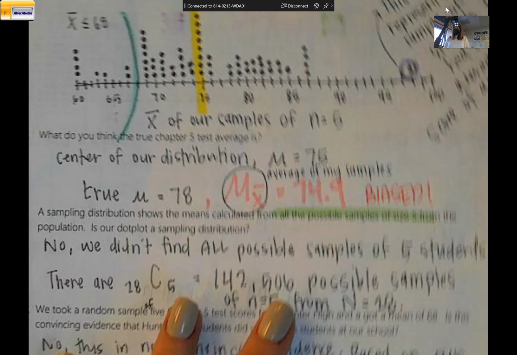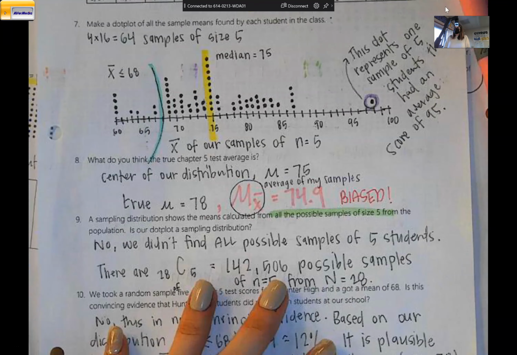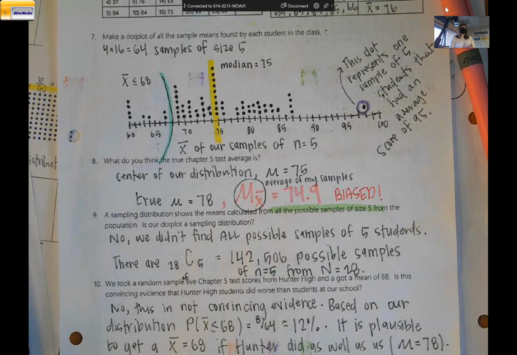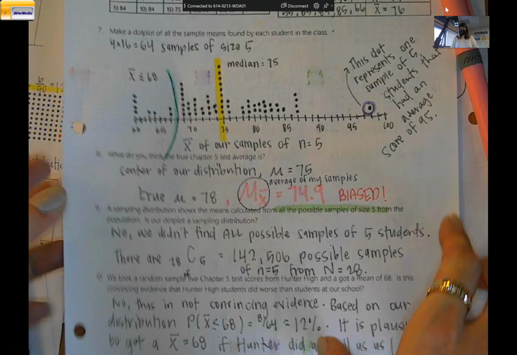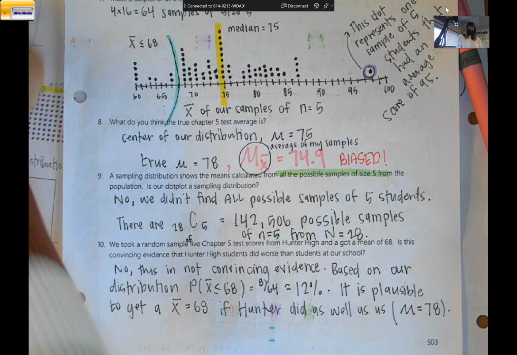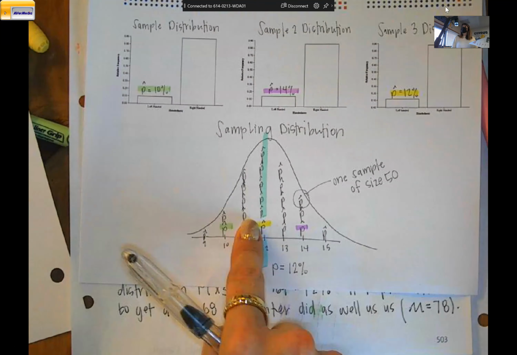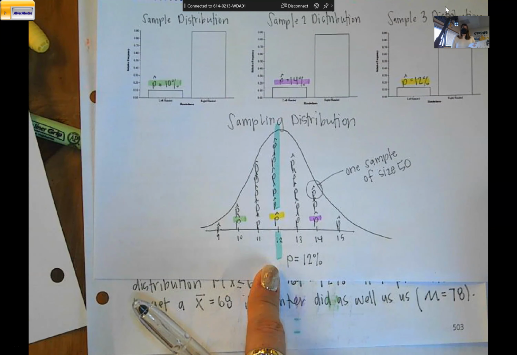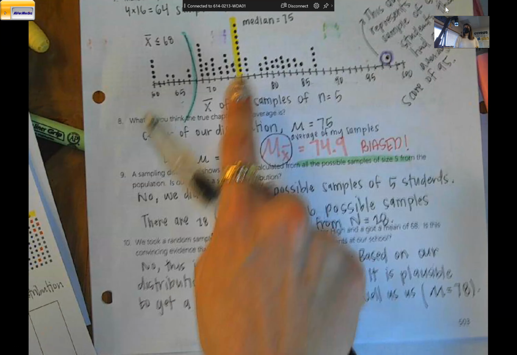Now, most of the time, you look at the center of your distribution, because if you have a true sampling distribution, it should look like the nice curve. And in that case, the center of your distribution is the same as your mean. Mean and median equal. It didn't work in this case.